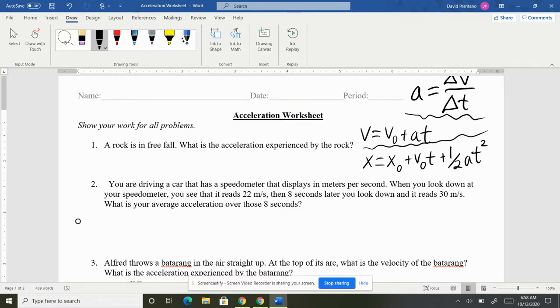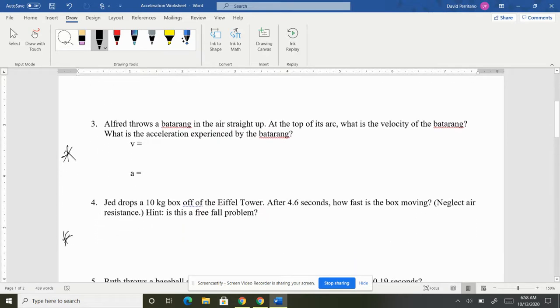Okay, so first I'd like us to look at number 3. Now as we go through each, I'd recommend just read each problem and then maybe pause the video, give yourself a minute to work on it, and then come back to the video. So for example, this says Alfred throws a batarang in the air straight up. At the top of its arc, what is the velocity of the batarang, and what is the acceleration experienced by the batarang?